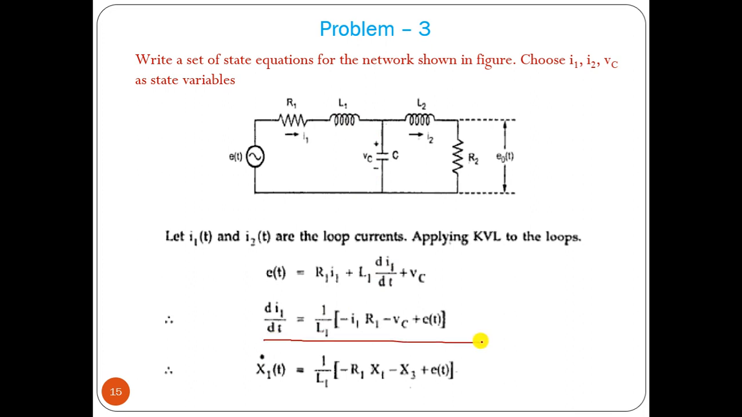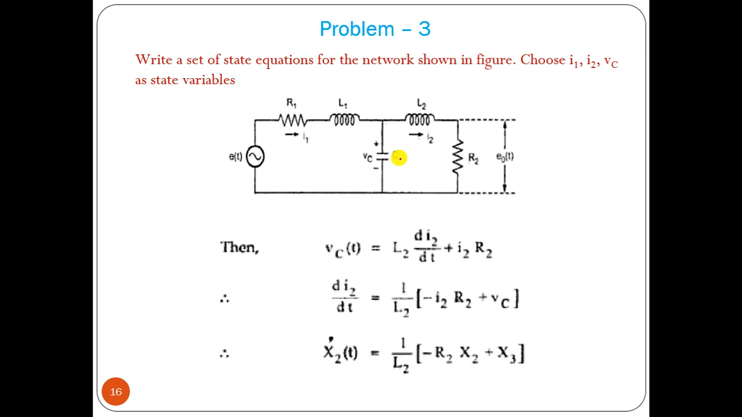So di1/dt we can find out, and we can write down the state space equation, first order equation, x1 dot equal to 1/L1 times (minus R1 x1 minus x3 plus e(t)). Now from the second loop we can write Vc(t) equal to L2 di2/dt plus I2 R2. So from that di2/dt we can find out, so we can get the equation for x2 dot. Then x3 dot we have to find out, that is Vc(t).